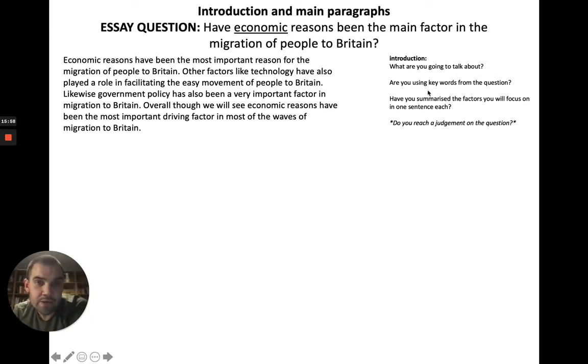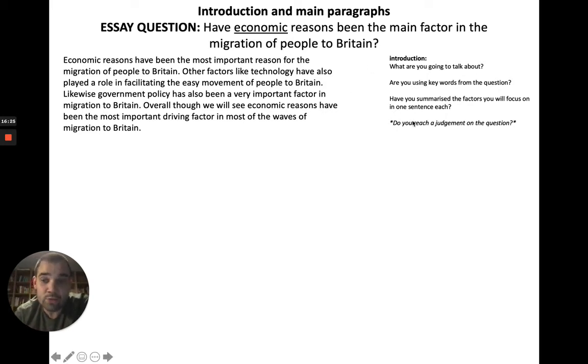You want to make sure that you're making it clear what you're going to talk about. So thinking very carefully about what the question's actually asking you. You want to make sure you're using some of those key words from the question in your answer, because you want to make it clear that your argument is focused on exactly what the question's asking. So make sure that those key words you've underlined are being used throughout your comments in the introduction. Make it clear which factors you're going to focus on. So maybe you could just do one sentence on each one you're going to write about.